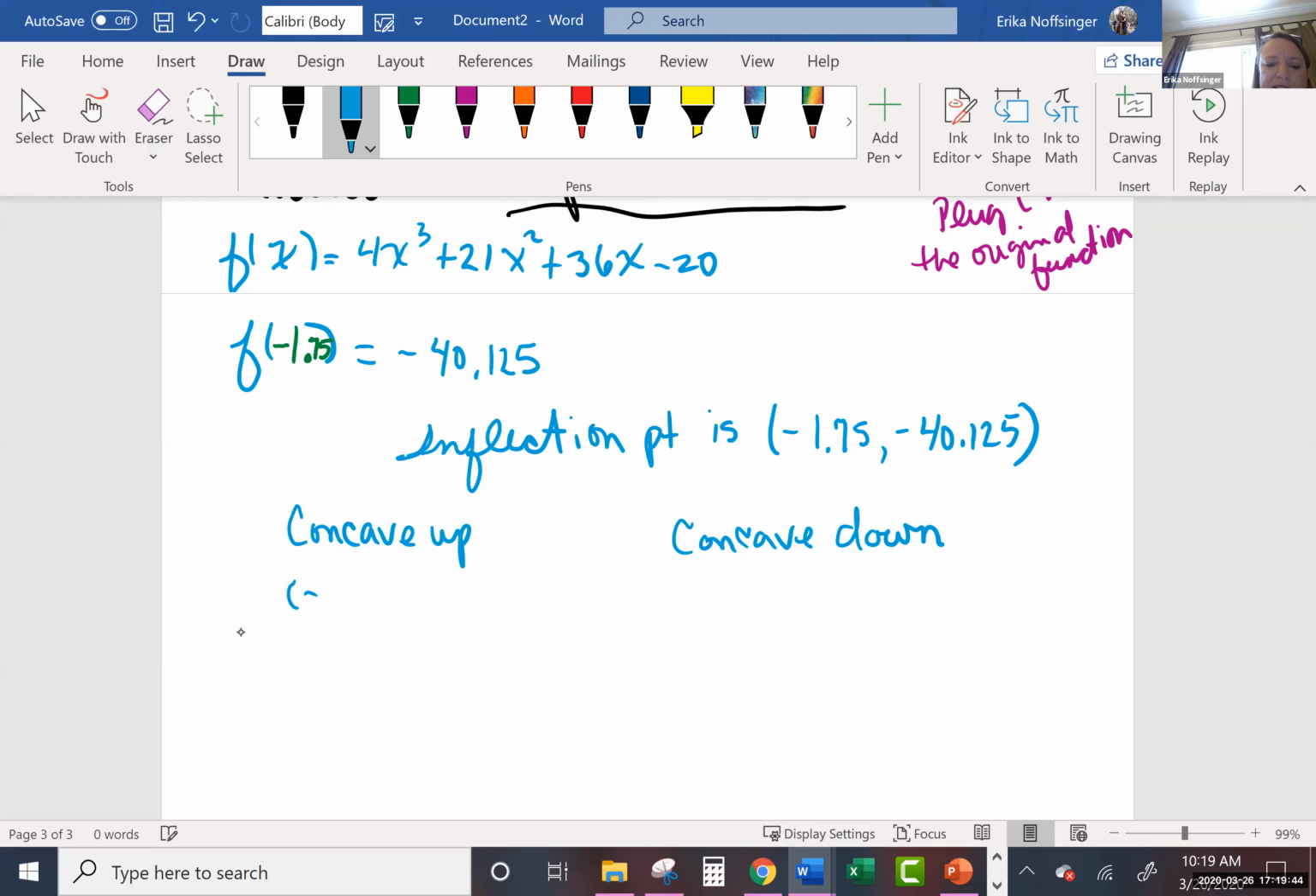Well, on the left of negative 1.75, the second derivative was negative, and so it's coming from negative infinity to negative 1.75. It's concave down. And then on the right-hand side of negative 1.75 to infinity, it was concave up.